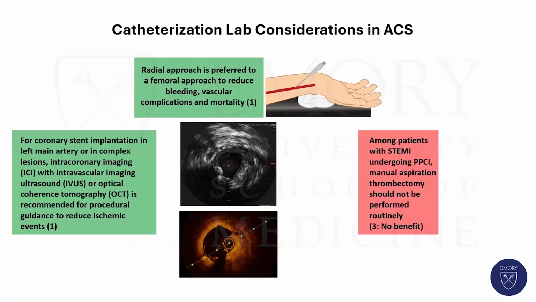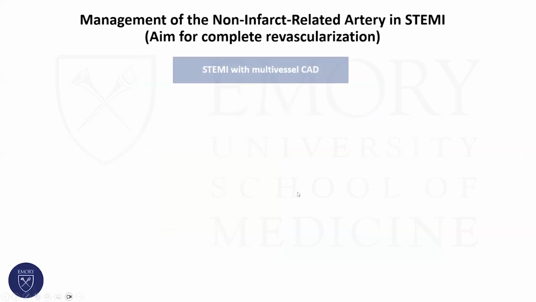What about cath lab considerations? Radial approach is preferred to femoral approach to reduce bleeding, vascular complications, and mortality. That's a class 1. New for these guidelines, for coronary stent implantation, left main coronary artery and complex lesions, intracoronary imaging with IVUS or optical coherence tomography is recommended for procedural guidance to reduce ischemic events. And this follows the chronic coronary disease guidelines in Europe from the ESC, which suggests a class 1 recommendation for the same. So imaging now is a class 1 indication throughout. Now, one other thing was a class 3: among STEMI patients undergoing primary PCI, manual aspiration thrombectomy should not be performed routinely. This is of no benefit.